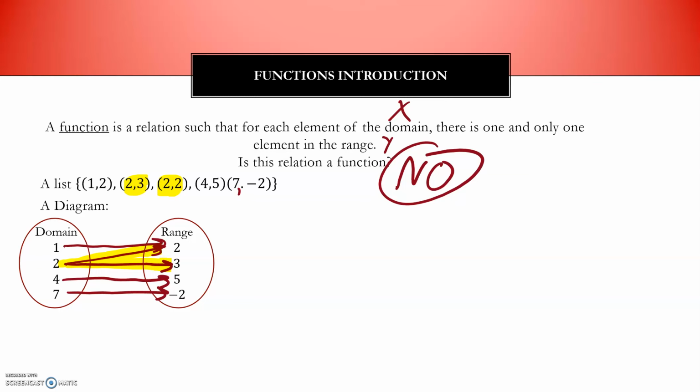So if you're looking at a list and you see the x coordinate repeat, not a function. If you're looking at a mapping diagram and you see that one of the x's has more than one arrow coming out of it, not a function. We'll talk about the graph at the end of this video.